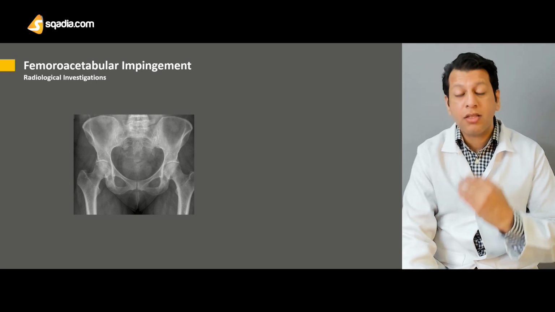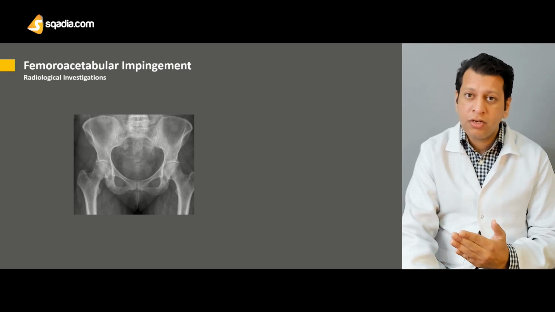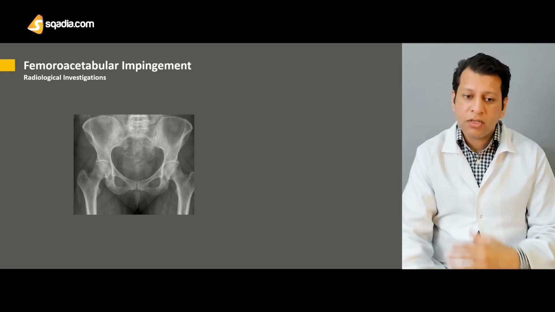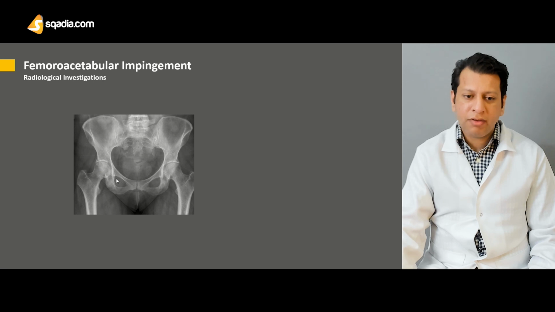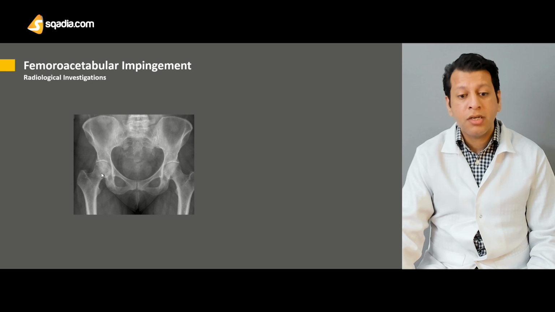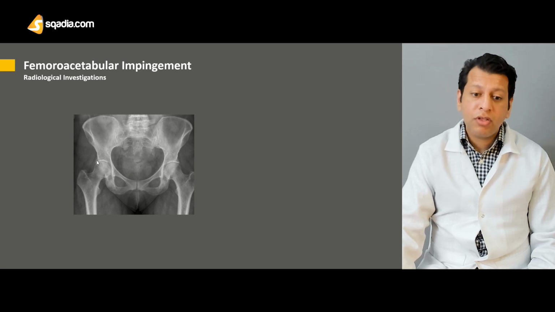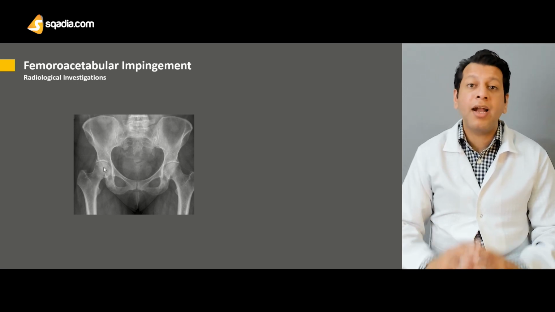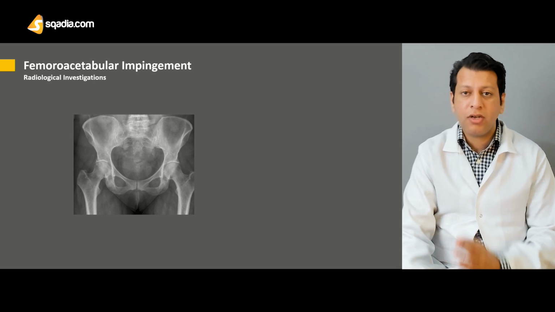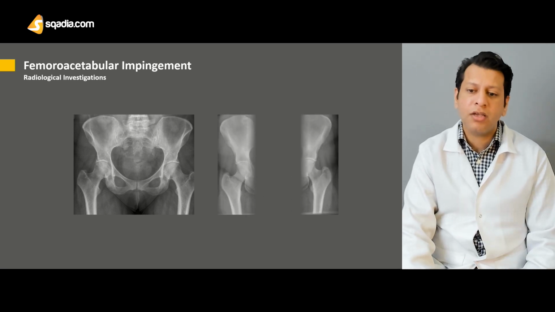So you have to look at the X-rays, you look at the crossover sign, you have to look at the version of the acetabulum, whether it is 45 degrees, too vertical, too horizontal, or retroverted, as well as the head neck junction and the head neck ratio. Along with that, you have to calculate the alpha angle on the lateral view as well. This is the AP view, but when we take a lateral view, you can calculate the alpha angle as well.